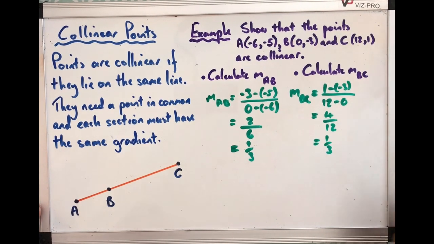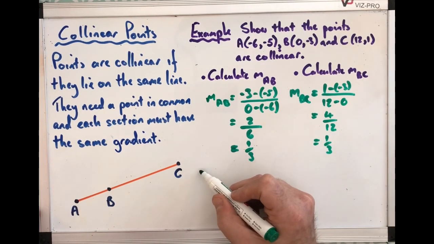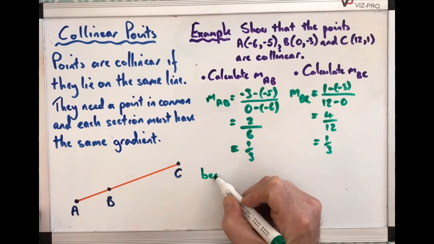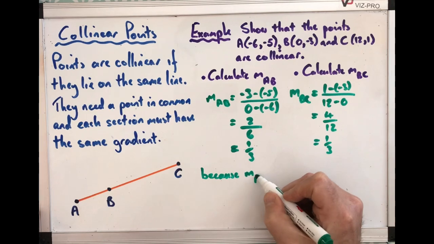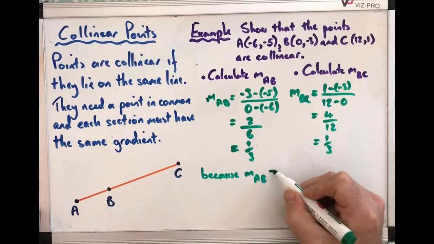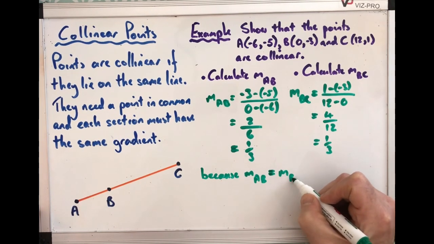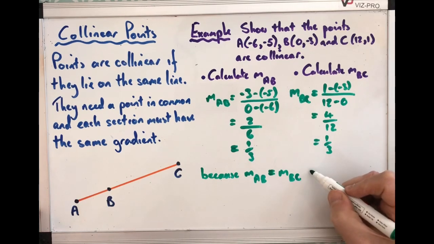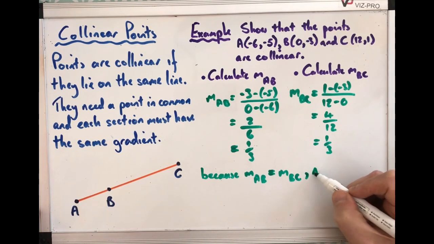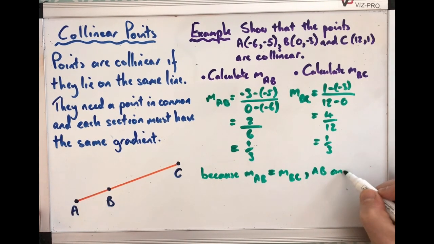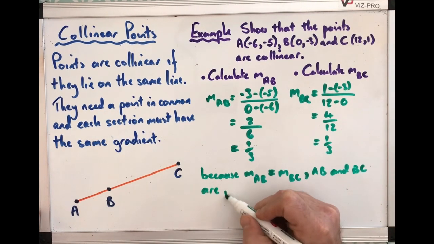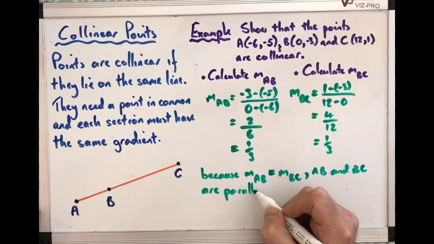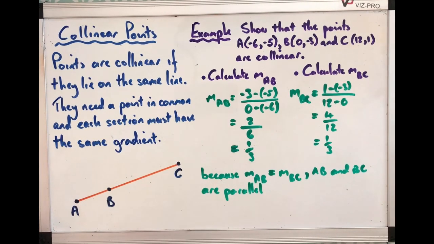I can now say, because the gradient of AB is equal to the gradient of BC, AB and BC are parallel. But I can't leave it there. If I leave it there, I've not proved they're collinear yet.